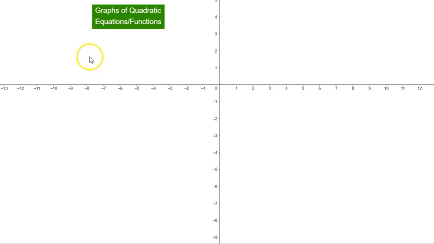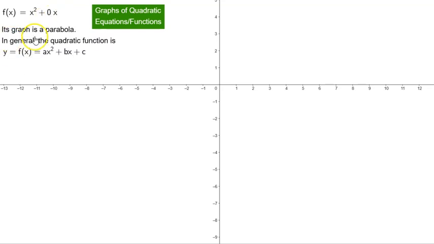In the previous session, we looked at graphs of linear equations or functions. Now we will look at graphs of quadratic equations. This is the simplest quadratic function, f of x equal to x square plus 0x, so we can actually ignore it. Its graph is a parabola.